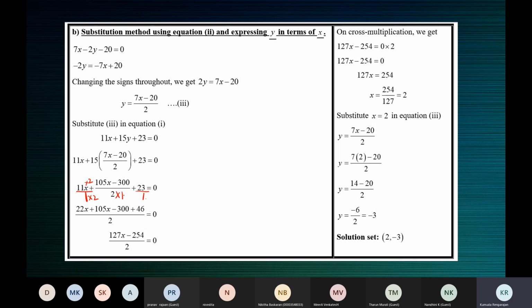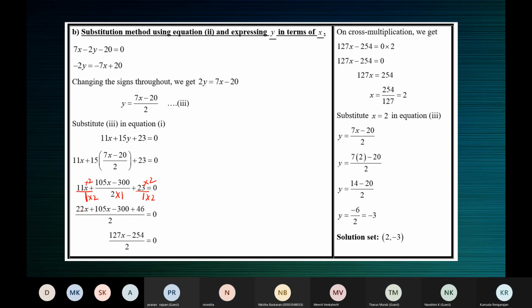The denominator is 2. So 2 into 1. So multiply the numerator by 1. That means you will get the same terms, 105x minus 300. 1 into 2 is 2, so into 2 in the numerator also, 46 is equal to 0. Am I clear? Yes, ma'am. Now I can understand, ma'am. Very good. Okay. Thank you.